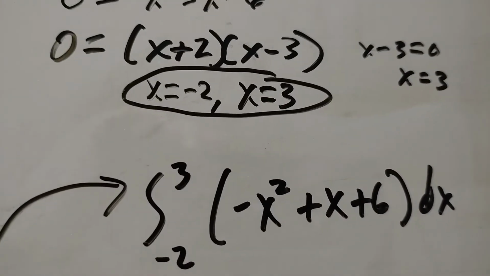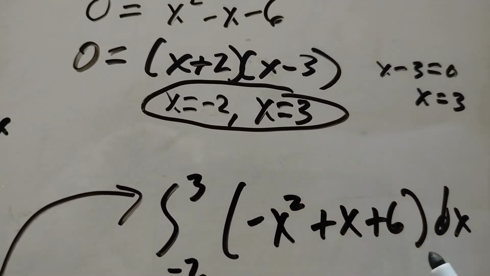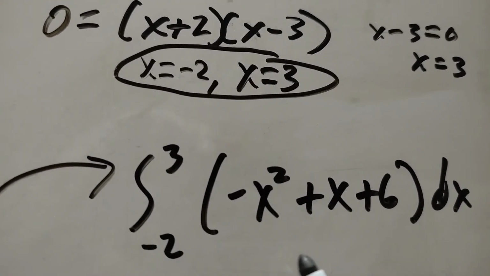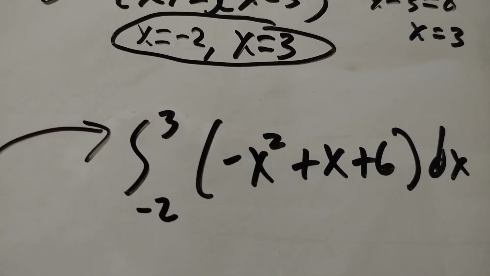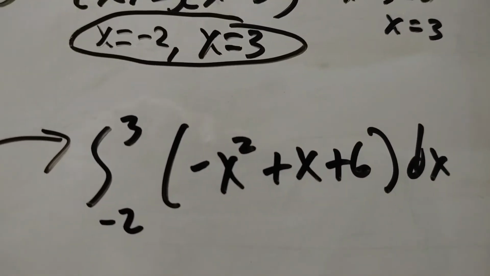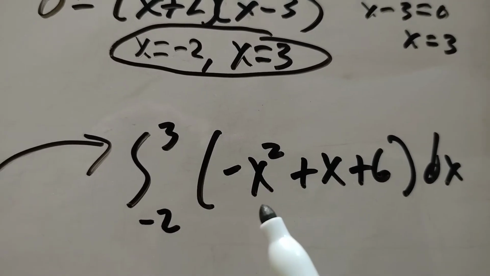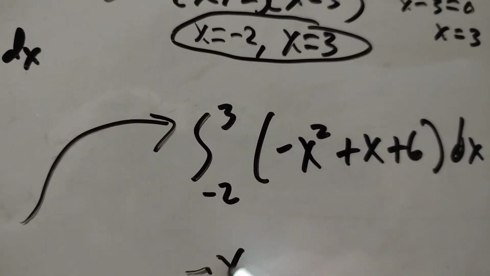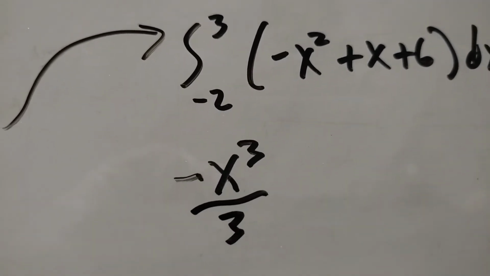So again, this is called a definite integral. The first step for a definite integral is just to find an antiderivative, otherwise known as indefinite integral. And then you're going to draw the evaluation bar. And then we're going to evaluate and subtract. So the integral of the first term is going to be negative x cubed over 3. We know that by the power rule.